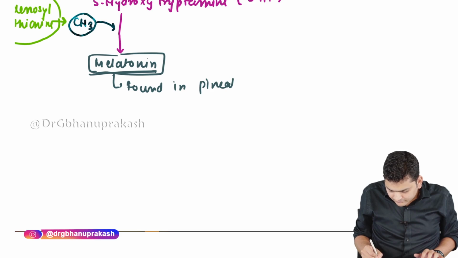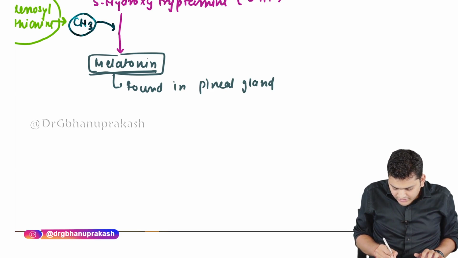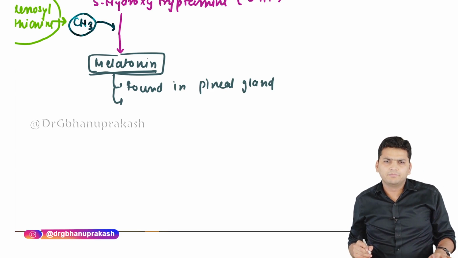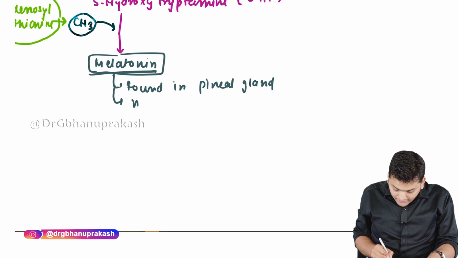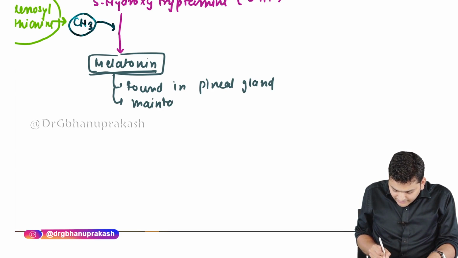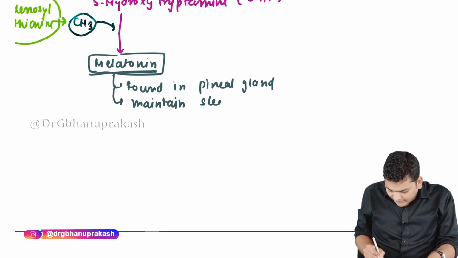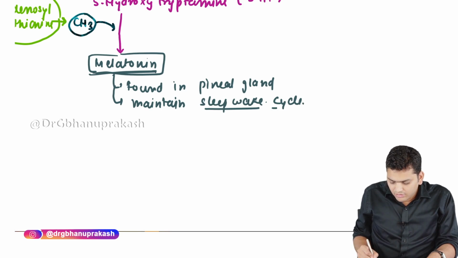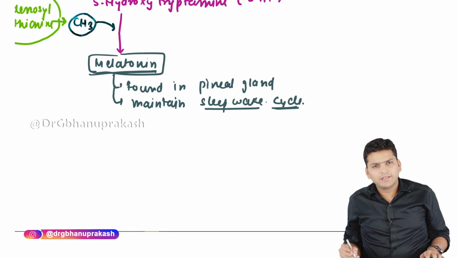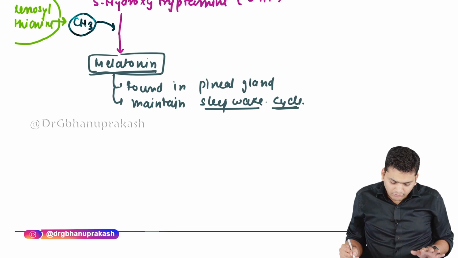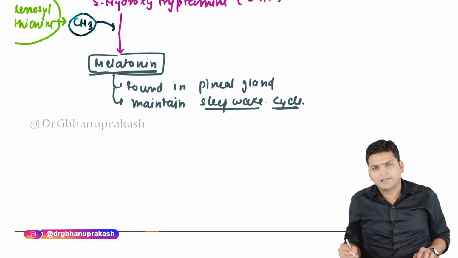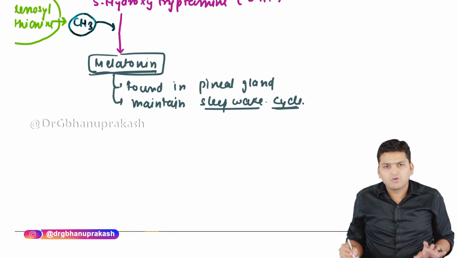gland. And what it is going to do is, it is going to maintain the circadian rhythm, the sleep-wake cycle. At a fixed time, we fall asleep. At a fixed time, most of the time, we get up from the bed automatically. That is the sleep-wake cycle, and that is regulated by the melatonin that is found in the pineal gland, and that is also called the circadian rhythm.